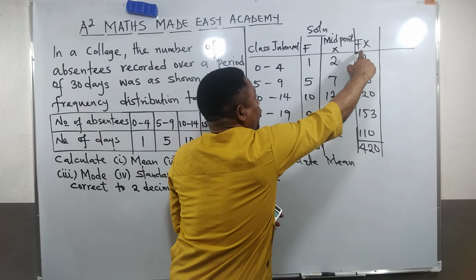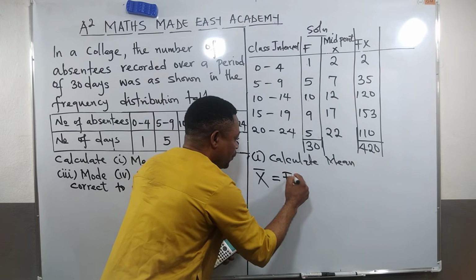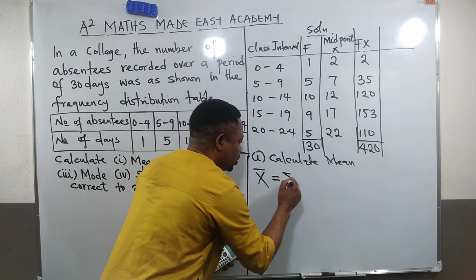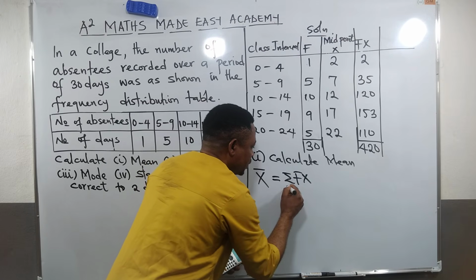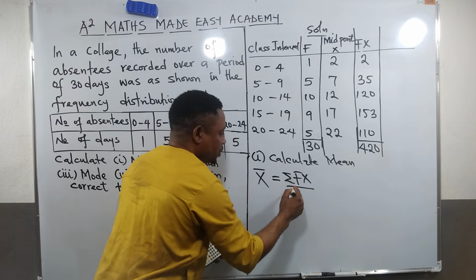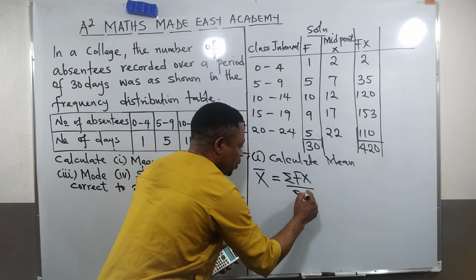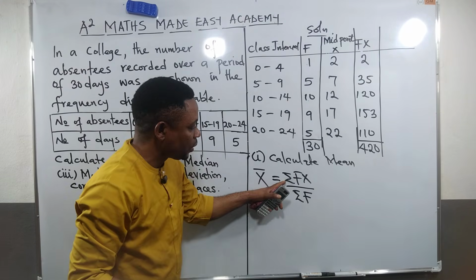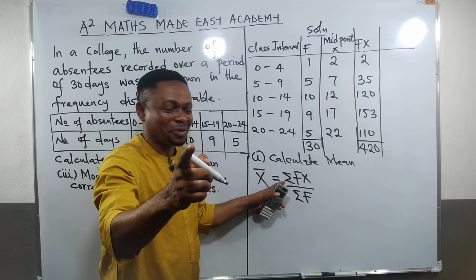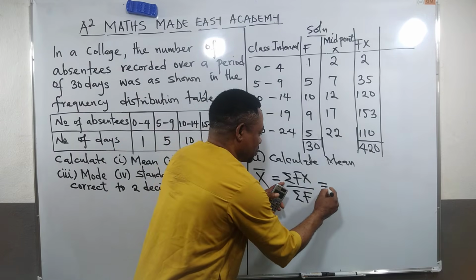What is the formula? From the table, we can generate the formula. I will say summation of F times X divided by the summation of the frequency. I will now write summation of what? Frequency. You can call it sigma or you can call it what? Summation.